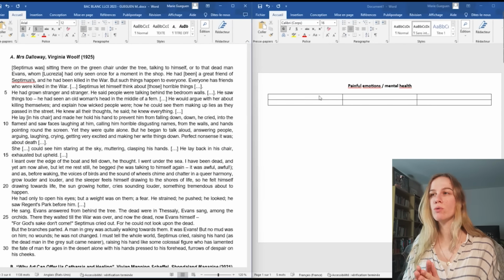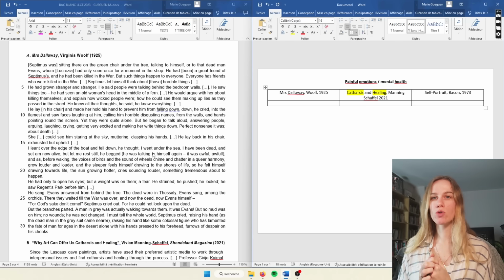So once you have analyzed the question and the keywords and you have read through the different documents, you can start the analysis. So now we are going to concentrate on each document one after the other and try to find specific elements about them. So let's start with the literary document, the extract from Mrs. Dalloway, and see what we can find in terms of style and literary devices.